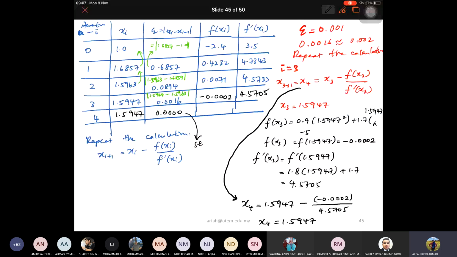Okay. So daripada sini dah stop the calculation. Kita akan dapat dia punya solution. Okay. So from here you will get hence the solution is X sama dengan 1.5947. Okay. So ini adalah dia punya jawapan akhir. Faham semua? This one?